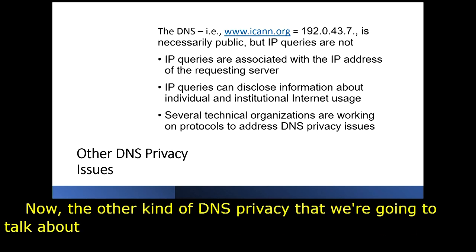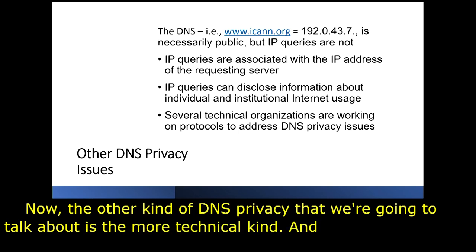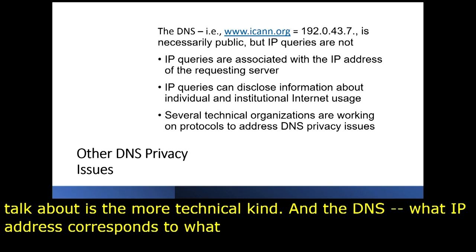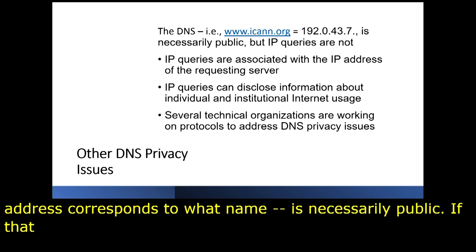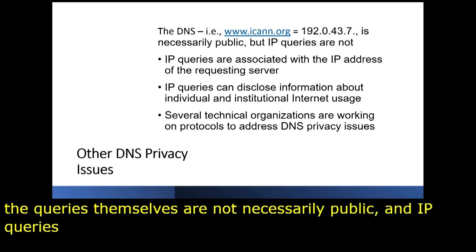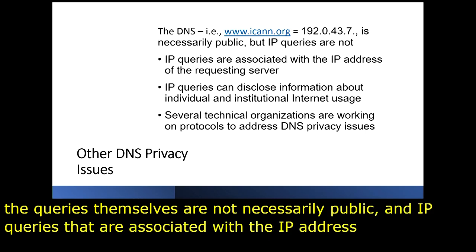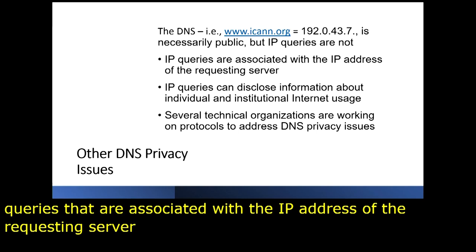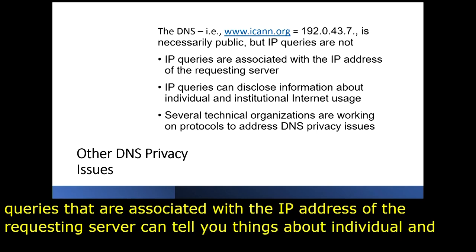Now, the other kind of DNS privacy that we're going to talk about is the more technical kind. The DNS, what IP address corresponds to what name, is necessarily public. If that information is not public, you can't resolve queries. But the queries themselves are not necessarily public. And queries that are associated with the IP address of the requesting server can tell you things about individual and institutional internet usage, who's searching for which.